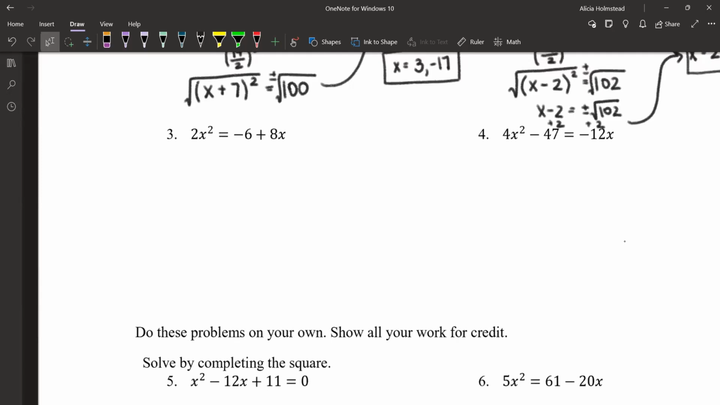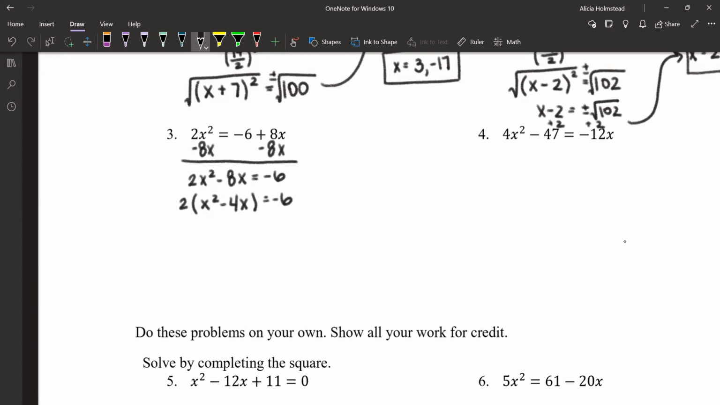All right, number 3. So again, we need to move the x terms to the left side and the constants to the right. So let's go ahead and subtract 8x from both sides. So we end up with 2x squared subtract 8x equals negative 6. If the leading coefficient on the left side is not 1, factor out the leading coefficient. So we'll factor out a 2 here. So we'll have x squared minus 4x equals negative 6.